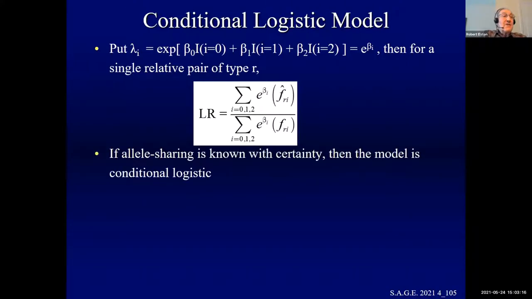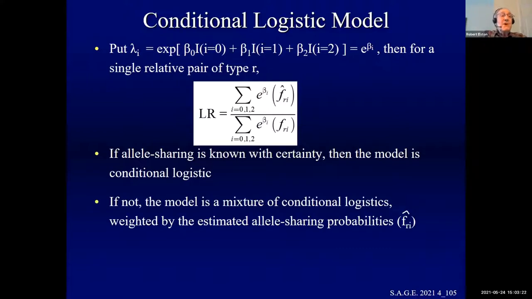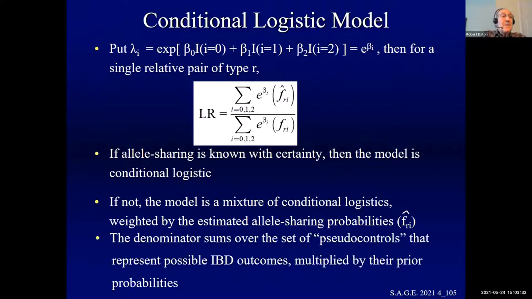And if allele sharing is known with certainty, then the model is conditional logistic. If not, the model is a mixture of conditional logistics weighted by the estimated allele sharing probabilities, the f sub R i hats. The denominator sums over the set of pseudo controls that represent possible IBD outcomes multiplied by their prior probabilities.